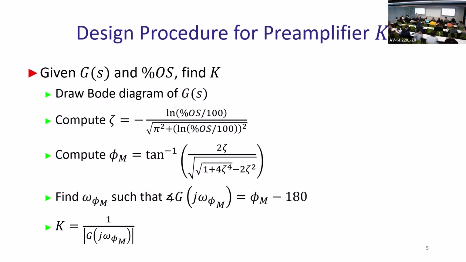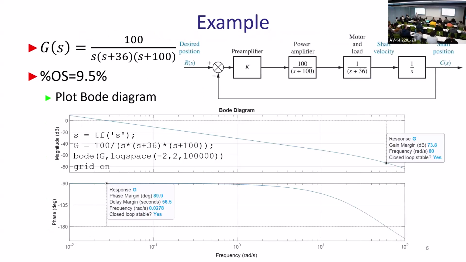Okay, so let's see one example. In this example, we have a transfer function with an integrator in the loop, which makes it a little bit more interesting. And we have a third order open loop system, G(s). We want to achieve an overshoot of 9.5%. These are the requirements that you have. And we start with plotting the Bode diagram of that system, and then you will have that kind of Bode diagram.